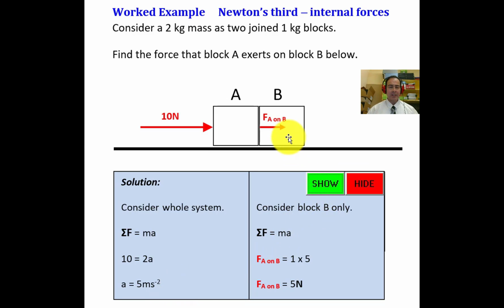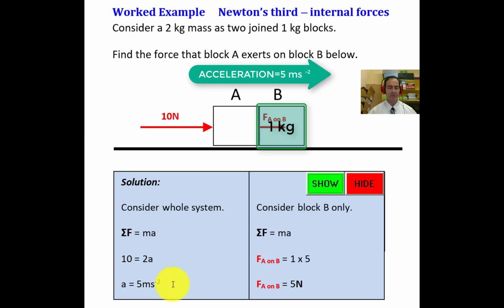Now, after having considered that, we realize that the second block, block B, must also have the same acceleration, 5 meters per second squared. The only force that block B feels is the force of being pushed by block A, that is, force of A on B. So whatever this force is, it must be sufficient to create the acceleration of 5 meters per second squared.